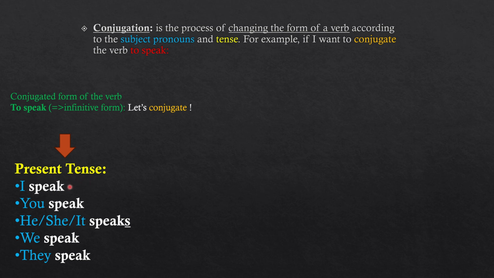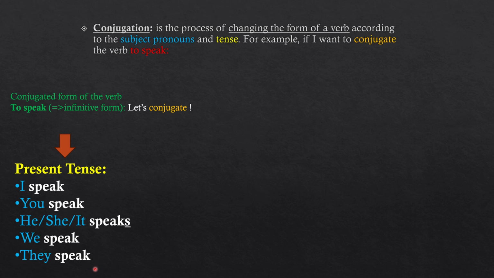So I speak, you speak, he speaks. We have to add an S here in English, that's how we conjugate. She speaks, it speaks, we speak, they speak. I have successfully conjugated the verb to speak in English, right?